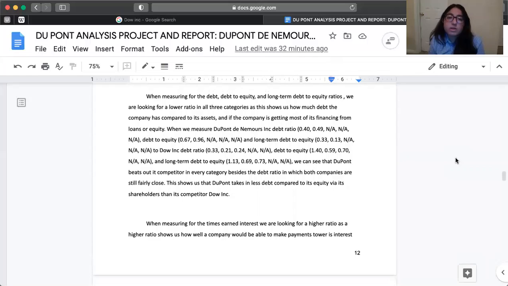When measuring for the debt to equity and long-run debt to equity ratios, we are looking for a lower ratio in all three categories.